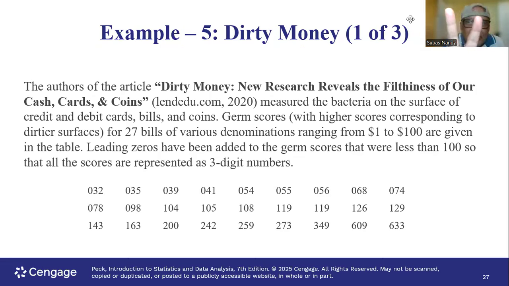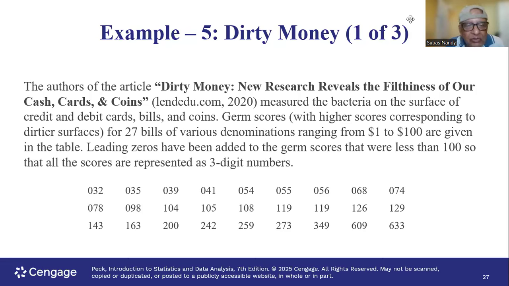Actually, the number consists of two digits, 32, and we placed a 0 in front of the 3 to make it a three-digit number. Why did we do that? Because if you look at the bottommost row, you will find the last entry in that row is 633, three digits. So to make everything three digits, for the two-digit number in the first row, we have added a 0 in front of the number.